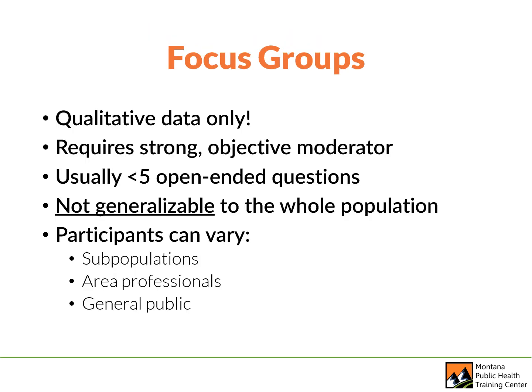Another option for getting some primary data is the use of focus groups. The things to remember with focus groups is this is qualitative data only, and it really does require a very strong objective moderator when bringing those people together. A lot of times we recommend only 5 open-ended questions or even less than that, because it's a way to get people's opinions as they're being asked these questions. These are not generalizable to the whole population. You are really just getting this small group of individuals' knowledge, attitudes, and beliefs about a certain topic.